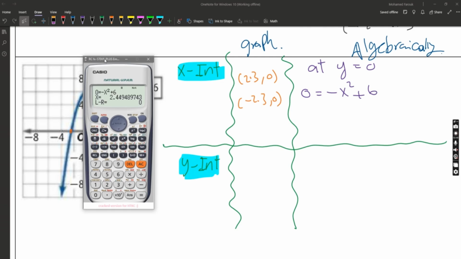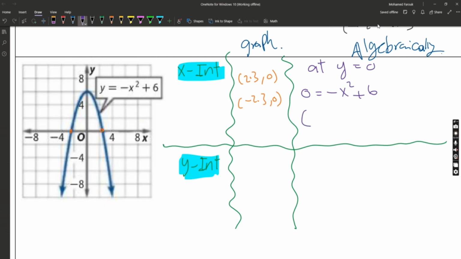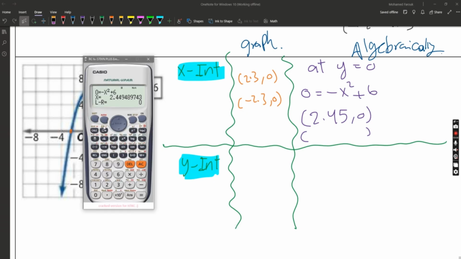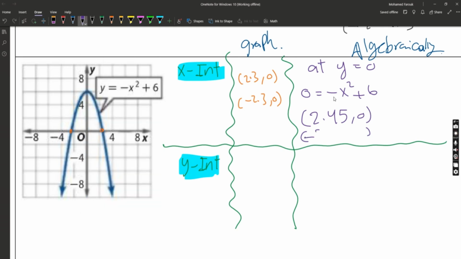I'll tell it my first guess is 2.3. It will tell me no, it's 2.45. So the first guess is very close to the accurate number. It's (2.45, 0). What about the second guess? I think it's the same with an inverse sign. It's symmetrical about the y-axis, so it will be the same, but let's check it. Solve it again for -2.3. By the way, if you write any number that's closer to the second solution than the first solution, you will get the same answer. But let's keep it like this. It will be (-2.45, 0).